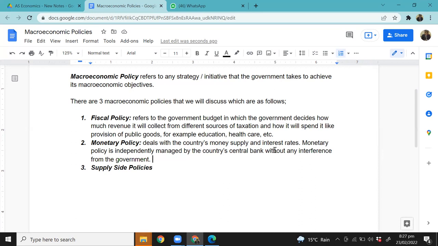Easy? Can you move on? Okay. Now, this being said, then comes in the third and the last type of policy, and we'll discuss this one in detail as well. But let's first understand what supply side policies are.